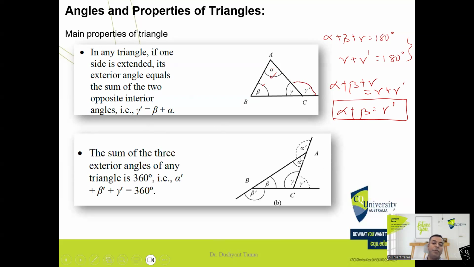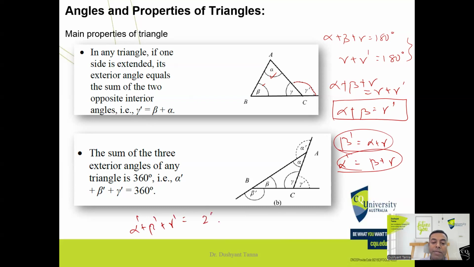And similarly, if you go for all the three angles, we call it gamma dash. Similarly, beta dash is alpha plus gamma. Alpha dash will be beta plus gamma. You add all of them, and alpha dash plus beta dash plus gamma dash will be 2 times alpha plus beta plus gamma, which is 180 times 2. And therefore, it is 360. Easy proof.